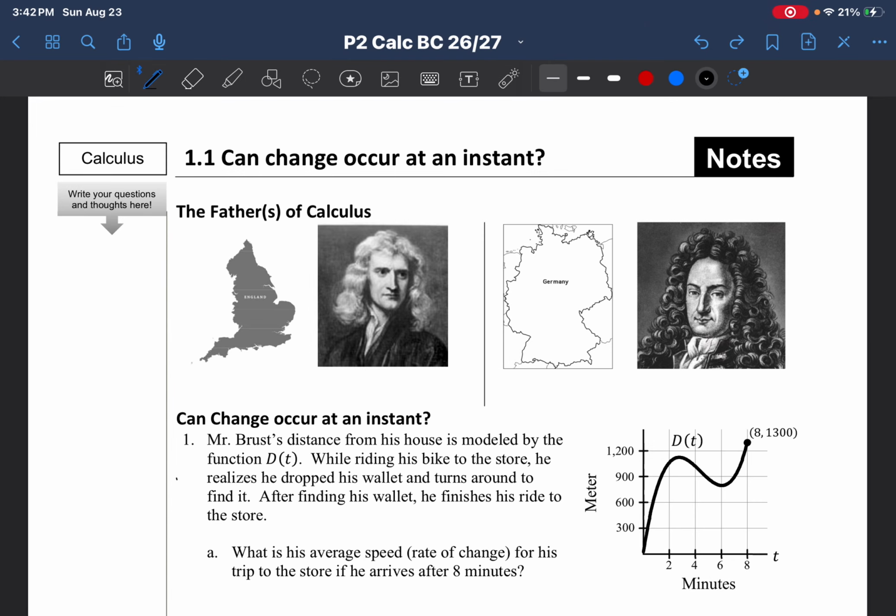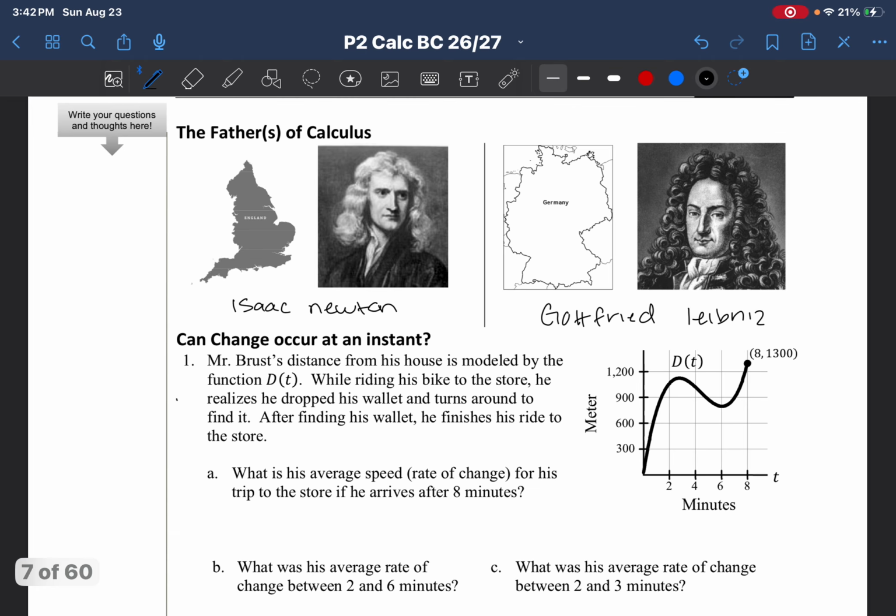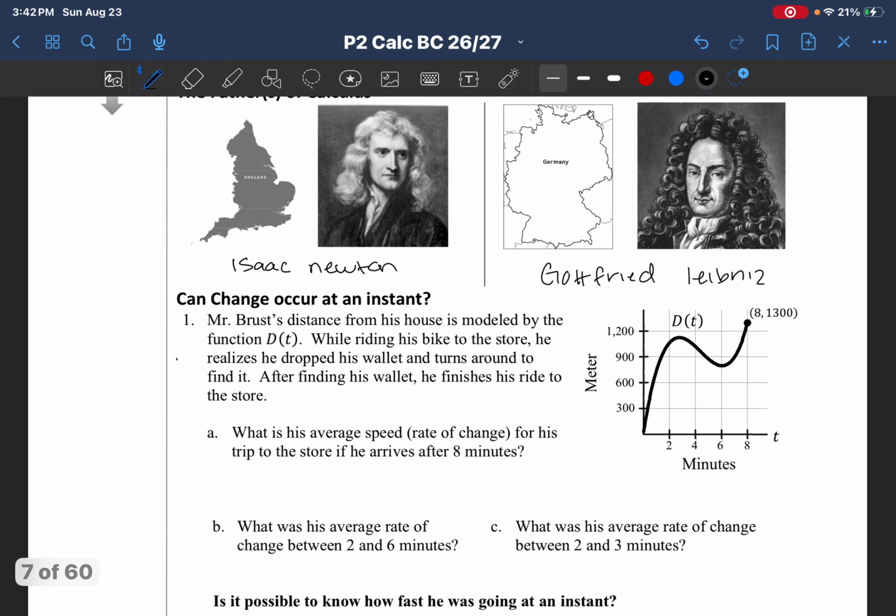Okay, 1.1, can change occur at an instant? So let's first talk about the fathers of calculus. We have Isaac Newton, and we have Gottfried Leibniz. Okay. So first, let's go ahead and try to answer the following question. Can change occur at an instant?